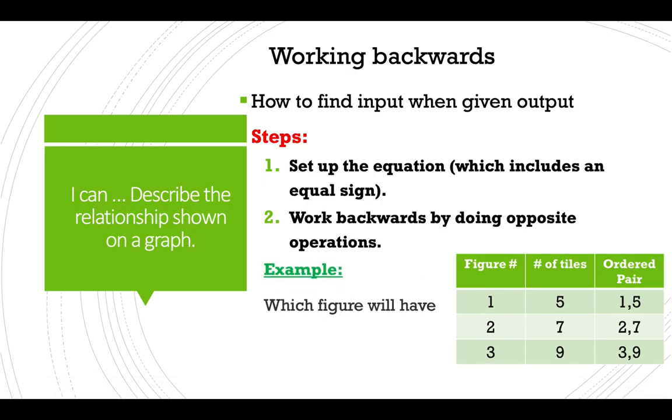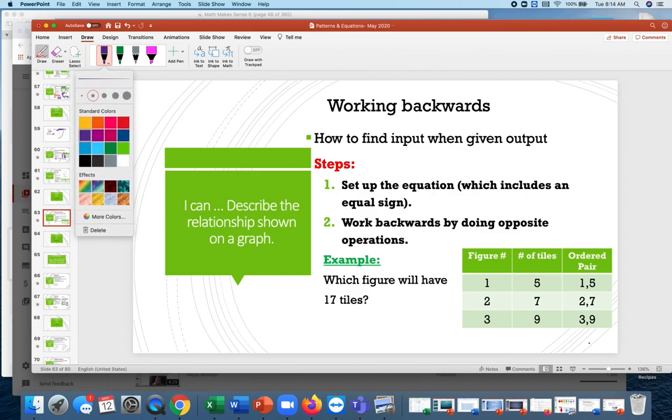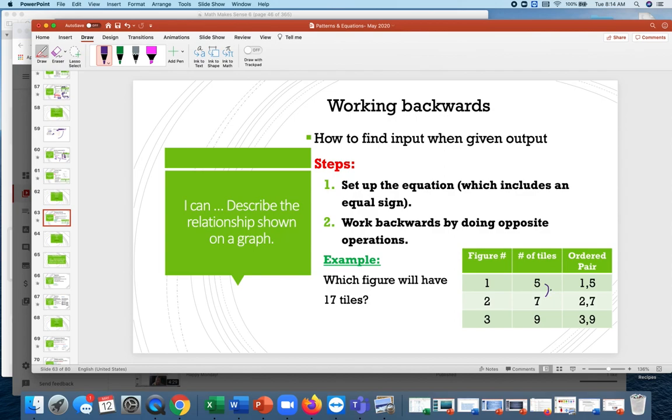Okay, so which figure will have 17 tiles? This is an example that we could be given. Alrighty. So, how are we doing here? What are we doing? We're going up by 2. So I think it's probably going to be a 2 in one of my boxes, right? I think it's going to be times by 2. So 1 times 2 is 2, and then I think it's going to be add 3. It's going to be my next box.